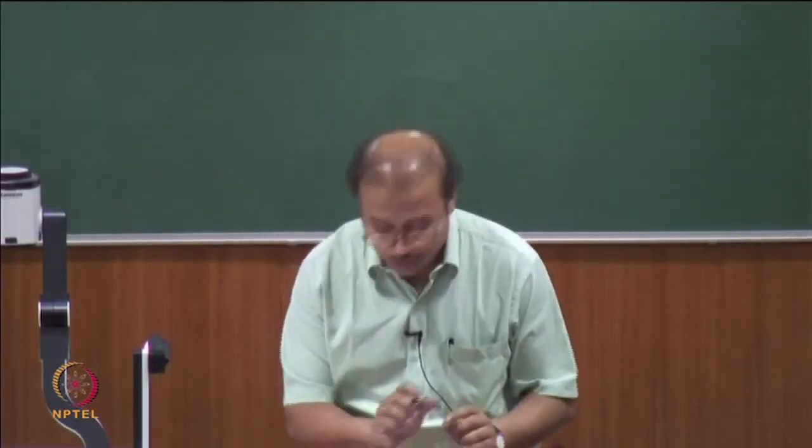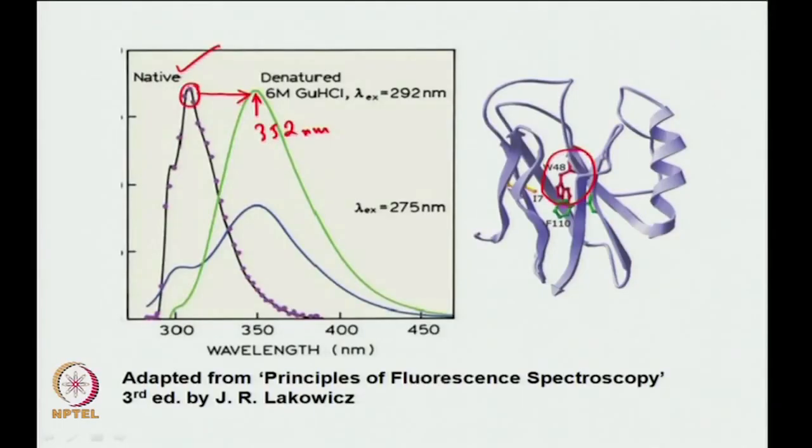Now, there is one more thing in this figure. If you look at the blue spectrum, the first two spectra, you can see that the lambda excitation is 292 nanometers. Lambda excitation of 292 nanometers means I am using the steady state fluorometer, hitting the sample with excitation light of wavelength 292 nanometers. Now, why have I selected 292 nanometers? Can you tell me?